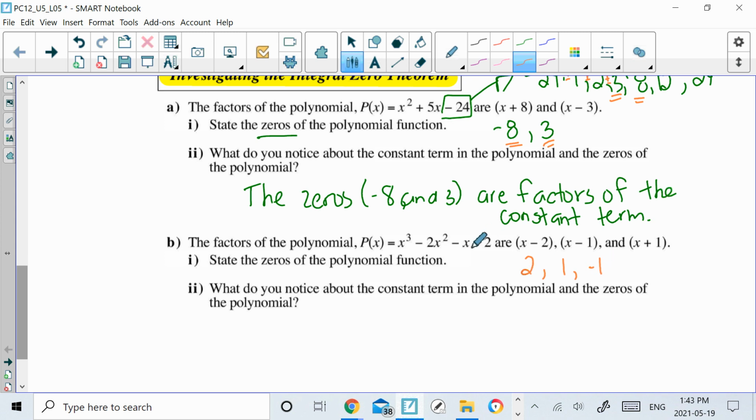How are these numbers related to the constant? These numbers are all factors of the number 2. Because if I said, well, what are the factors of 2? Plus or minus 1, plus or minus 2. Those are the factors. So again, the zeros, these 3 numbers here are factors of the constant term.